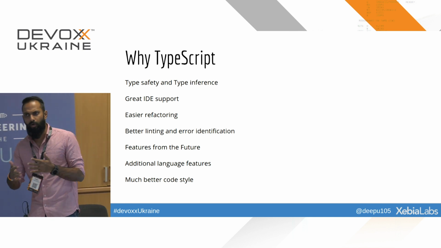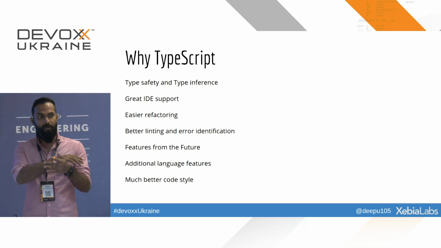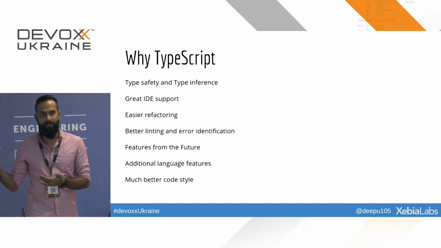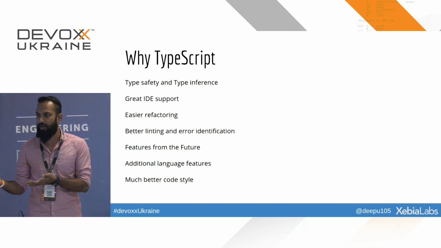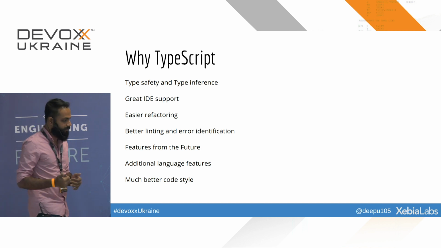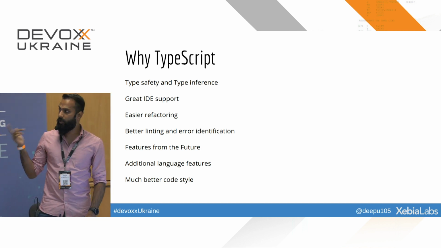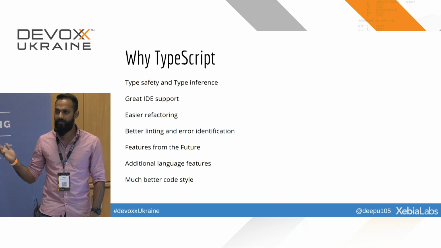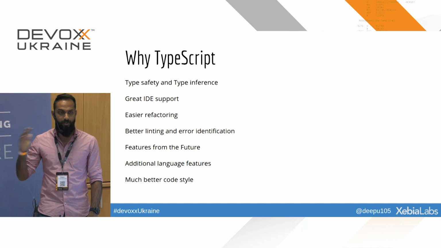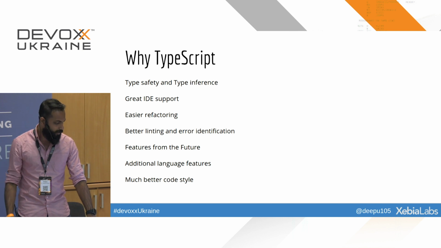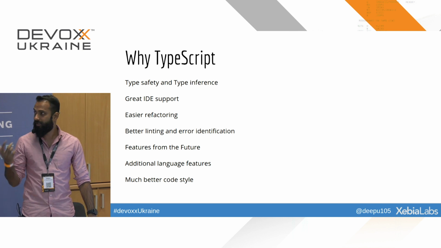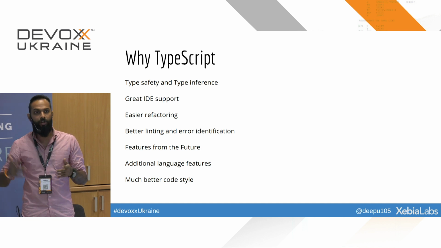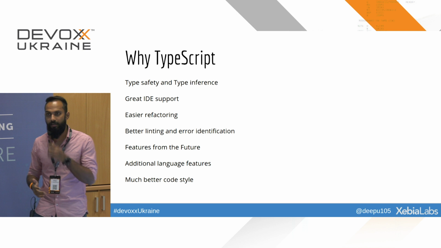You don't have to always use the type safety things. You don't have to write types for everything. It has great type inference, which by itself helps a lot, even if you don't write types, which is still great. It has great IDE support. I think VS Code has excellent support for TypeScript. IntelliJ also has quite decent support. So compared to JavaScript, you get better IDE support, easier refactoring, better linting, error identification, and you get all the features of the latest ECMA standard.